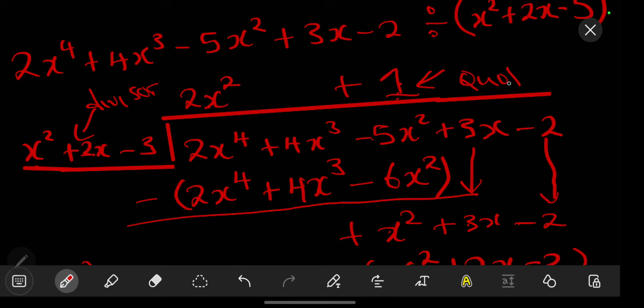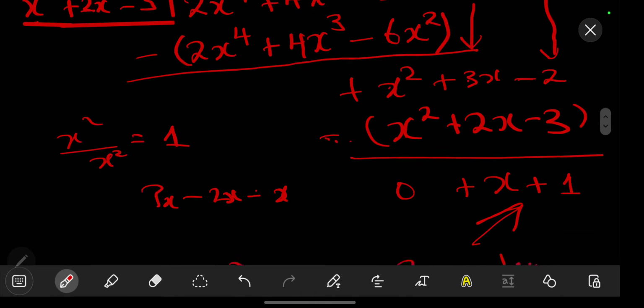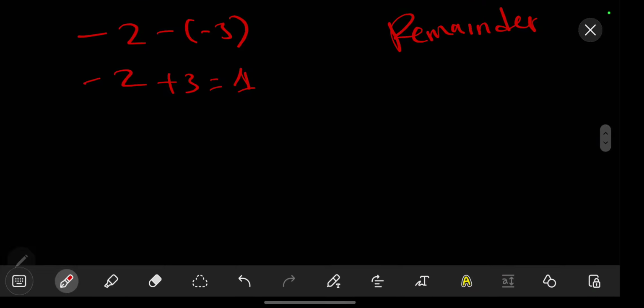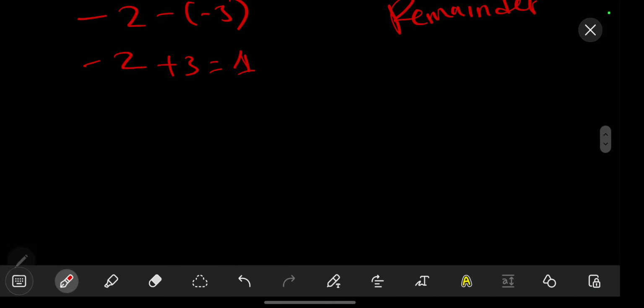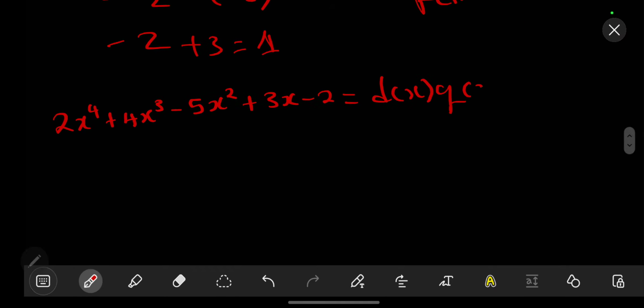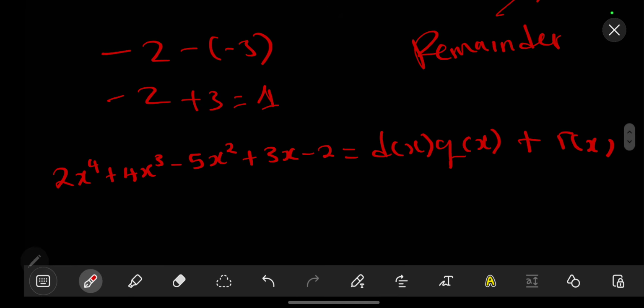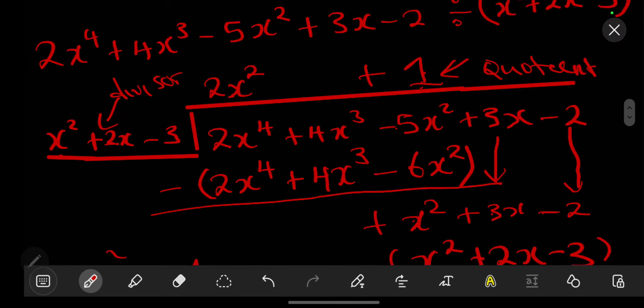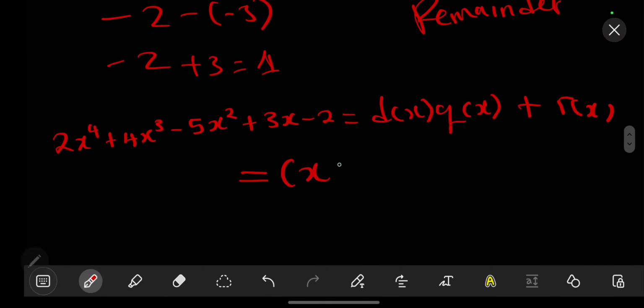So let's just express this in the division algorithm form. So this value should be equal to divisor times the quotient plus the remainder. So we are going to have our divisor. Due to space, I'll begin here. So our divisor is our x squared plus 2x minus 3.